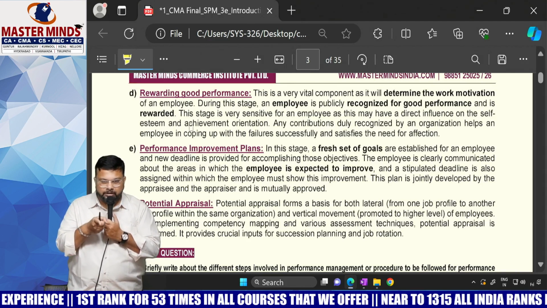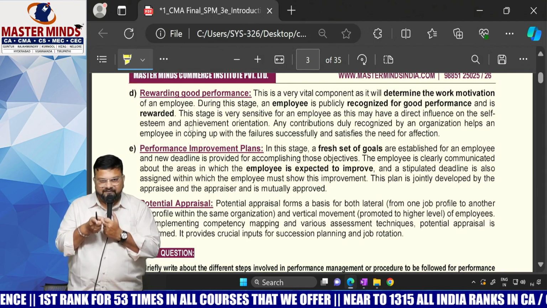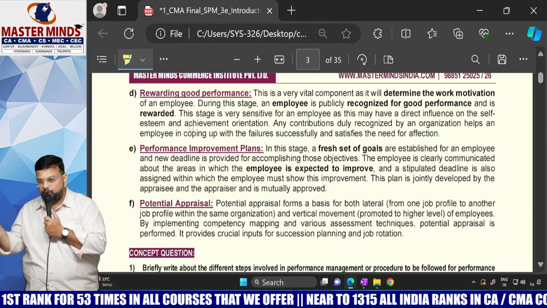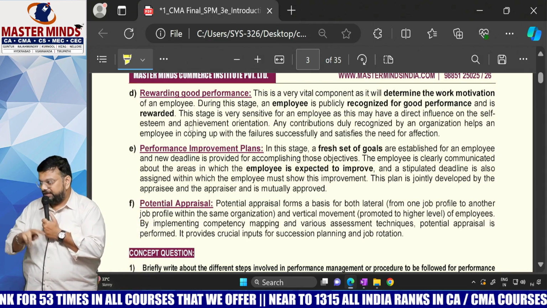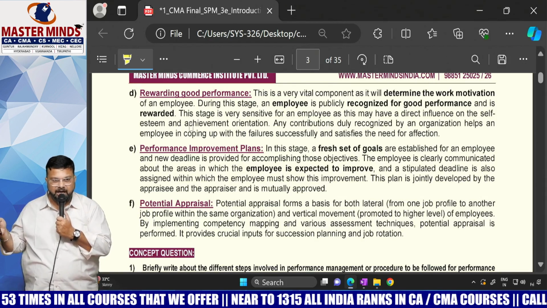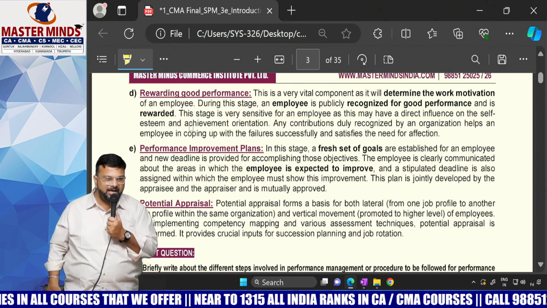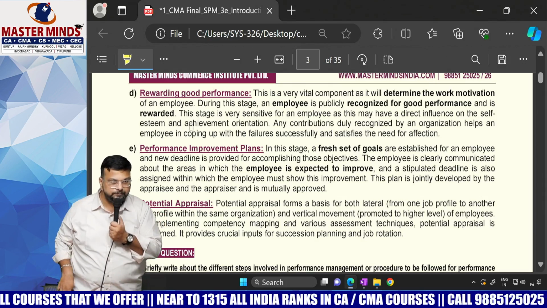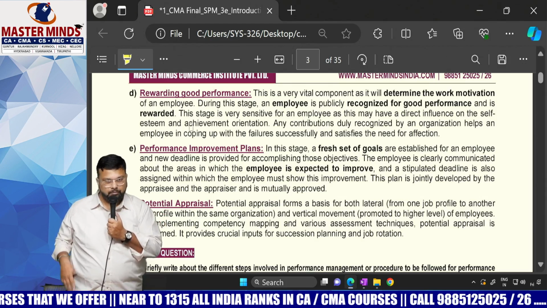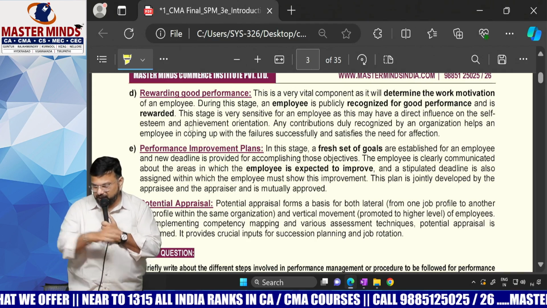A cost accountant may be working as a financial accountant also. That is a lateral movement. Am I clear? A cost accountant may be working as a stock auditor also. Lateral movement.